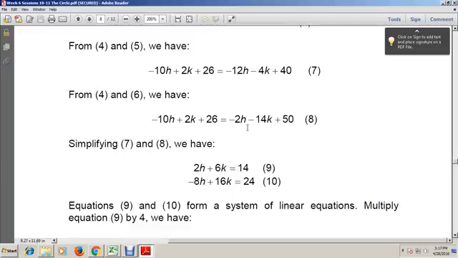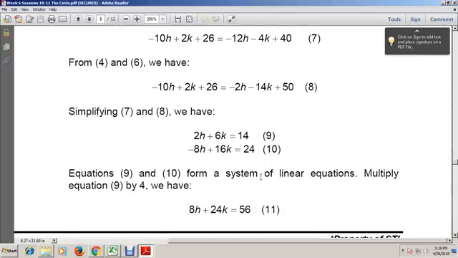Next, we have transposing negative 2h to the other side. This becomes negative 10h plus 2h, which gives us negative 8h. Next, 2k plus 14k gives us 16k. Next is 50 minus 26. 50 minus 26 is 24. Now this will serve as our equation 9 and 10.